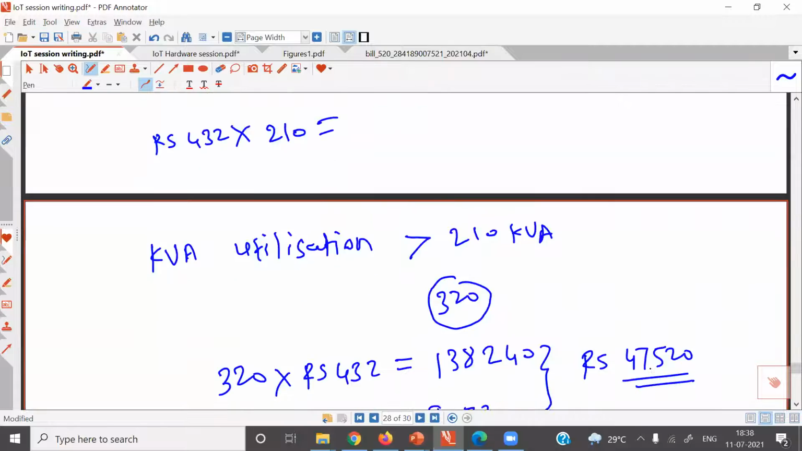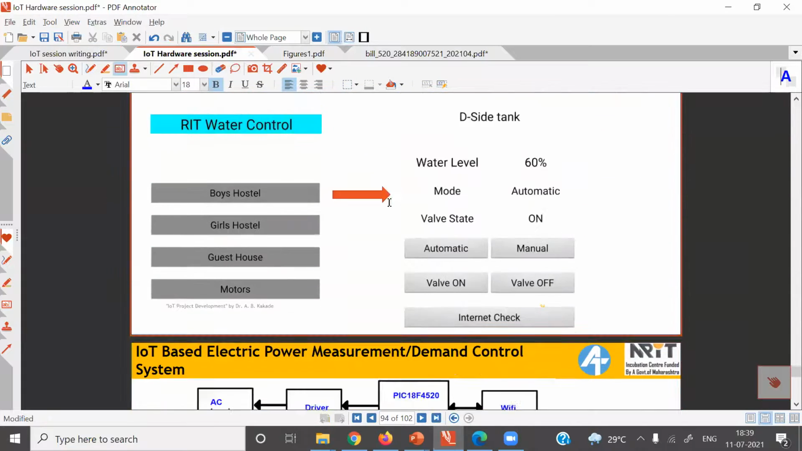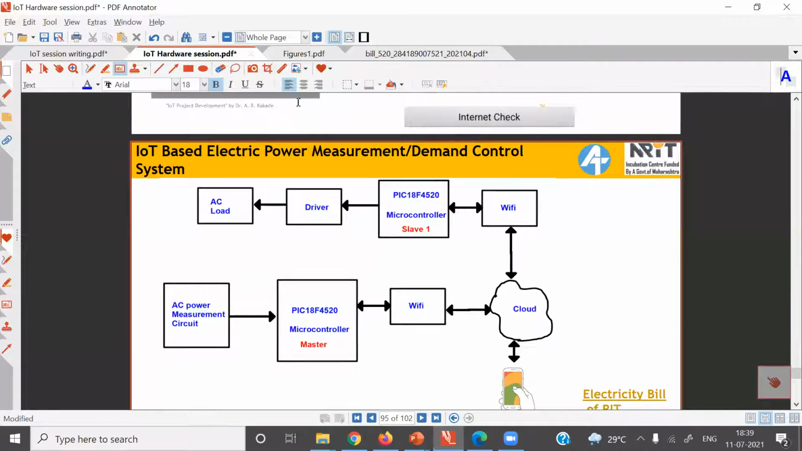So what you can do to save this penalty is implement an IoT based system, and you can monitor the overall power consumption of your institute or industry, for example. After measuring this power consumption, you can put this data on the cloud, where you can connect other slave devices. So the architecture is like this. I have shown one slave device here. There could be multiple slave devices.